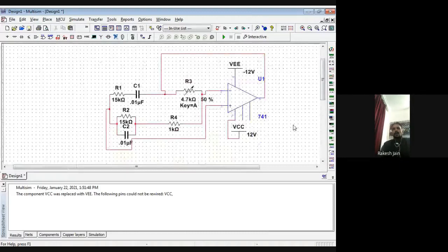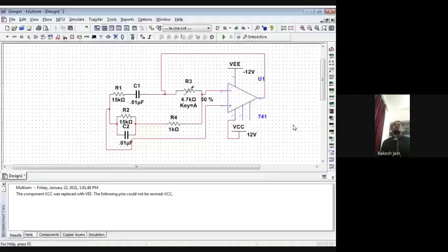Once again I repeat, the series resistor and capacitor as per our design is with 15 kilo ohm and 0.01 microfarad, an oscillator with operational amplifier such that the operational amplifier supply pins are connected with the plus 12 volt and minus 12 volt. The capacitor 0.01 microfarad and resistor 15 kilo ohm connected in series, also connected in series with the parallel combination of resistor R2 and C2. This series combination of resistor and capacitor point is connected with a variable potentiometer of 4.7 kilo ohm. The variable potentiometer second point is connected with the R4 resistor second point.